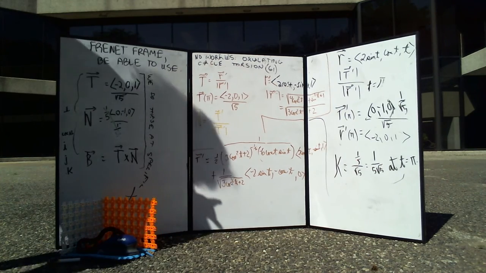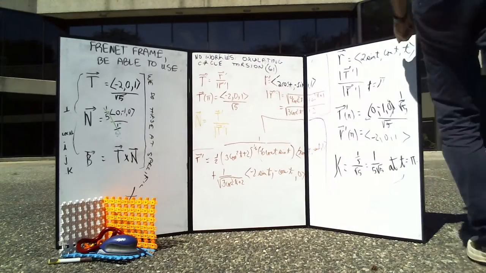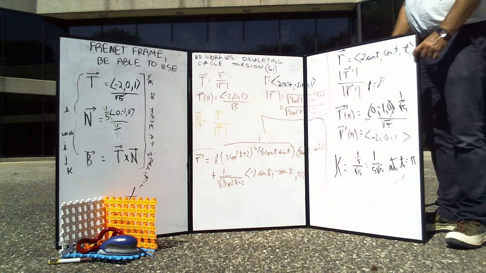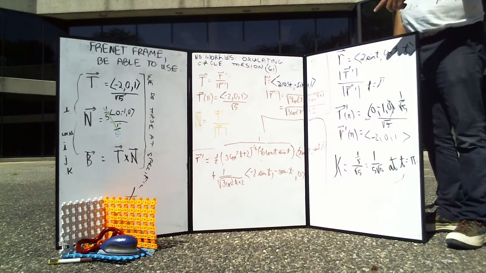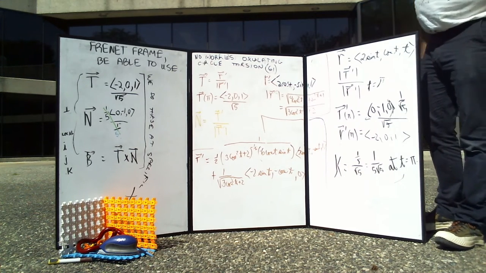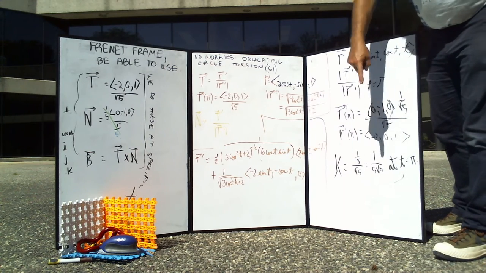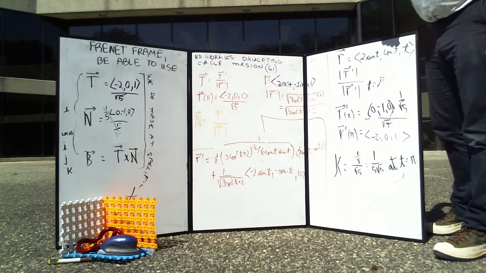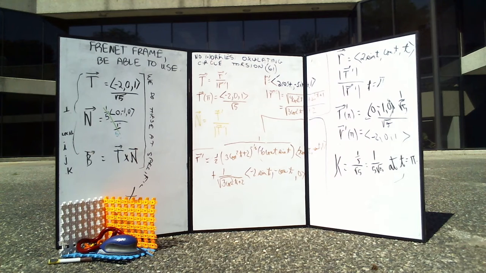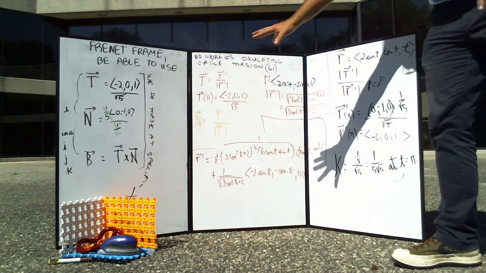You start out with a curve. Here's my curve. It's a helix, but it has an elliptical cross-section. It's not circular because of that 2 on the sine t. It's an oval in silhouette instead of a circle in silhouette. So I'm just following all these formulas here.